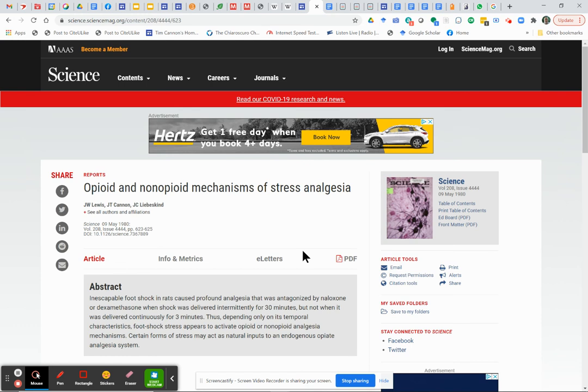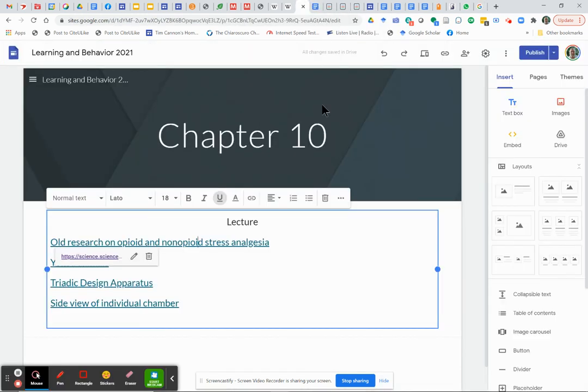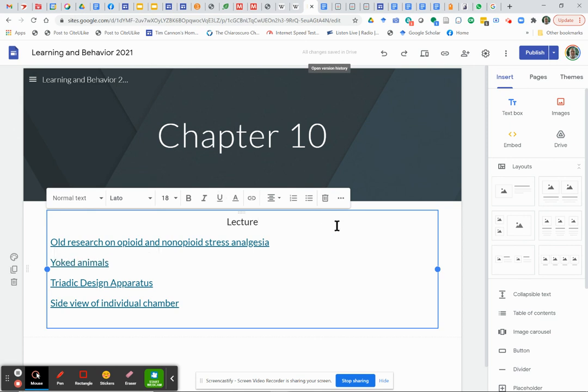So we overlapped with Fanslow. Now, Fanslow emphasizes opioid pain inhibition with his stress, but there's more than just the opioid. What else have we got here? We'll deal with that later.